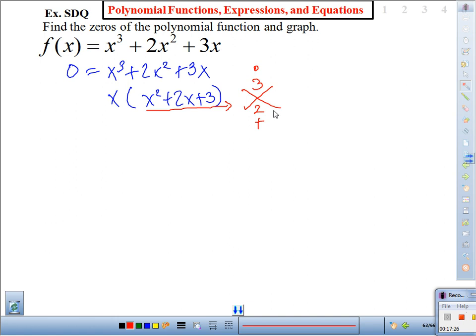Wait a minute. I'm hearing negatives and stuff. This is not a negative. Okay, so what factors of 3 add up to 2? 1 and 2? 1 times 2 is 3? Okay, let me clarify that. Factors of 3, 1 times 3, are there any others? Does that add up to 2? No, therefore there is none.